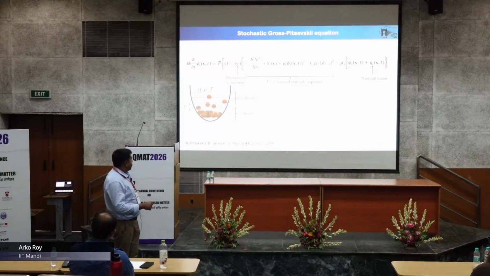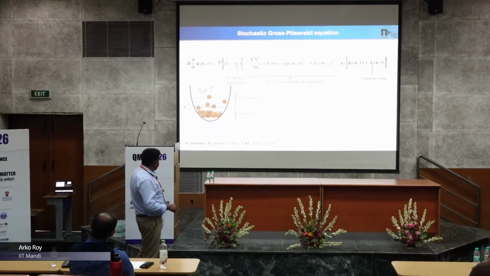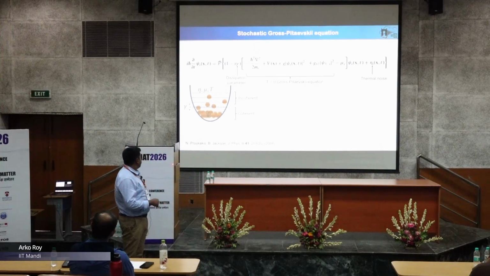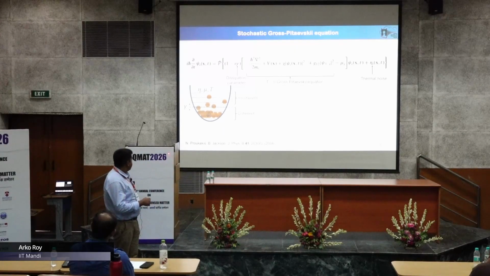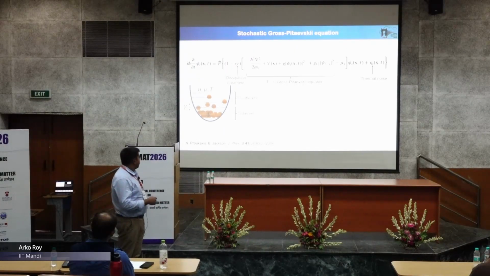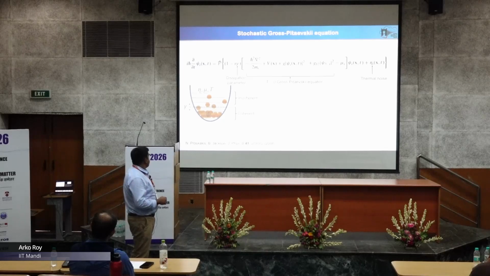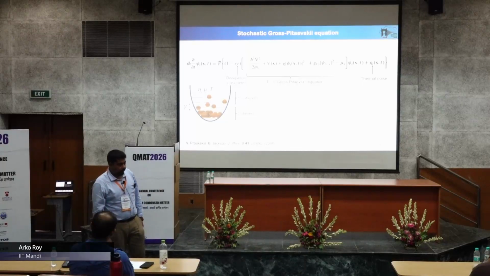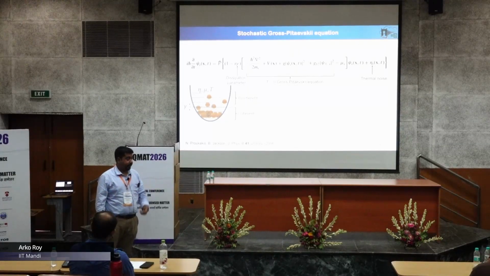The stochastic Gross-Pitaevskii equation essentially looks at the dynamics of the coherent field. This coherent field is now exchanging atoms and energy with the incoherent regime. The incoherent regime is modeled by the thermal noise eta, the chemical potential mu, and the temperature T. And we also have a dissipation parameter gamma and the thermal noise eta. So the etas are essentially Gaussian white noise, which is delta-correlated in space and time.